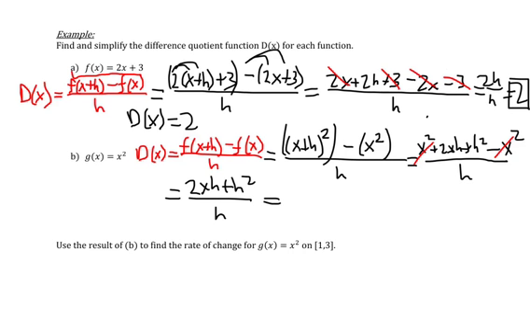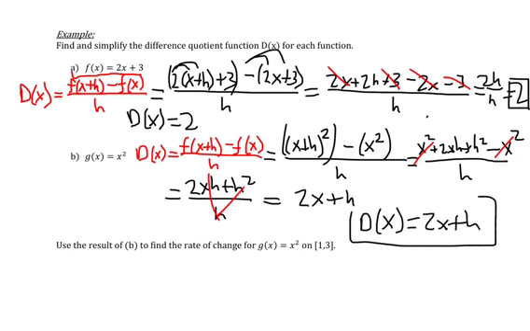And we can cancel here. Since we have a binomial up top, we've got to cancel an h from both terms, and we can do that. So we have 2x plus h. Okay, and so there's our difference quotient. So for this function, our difference quotient for d of x equals 2x plus h.